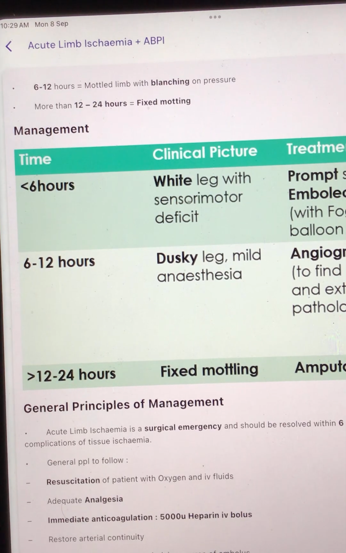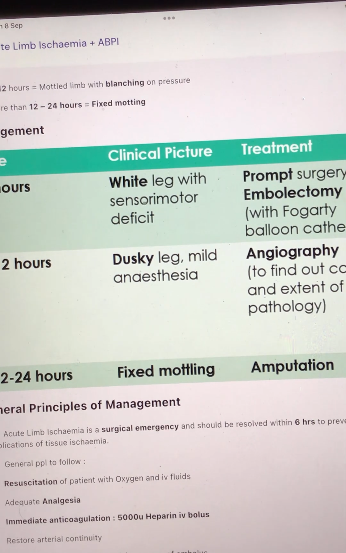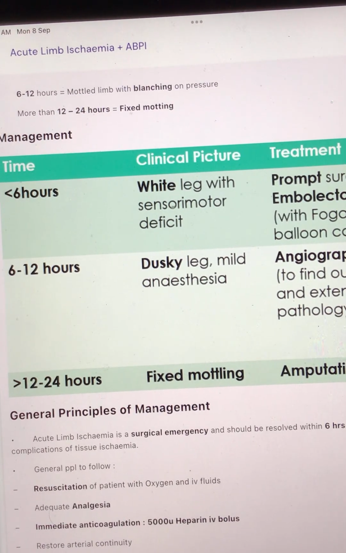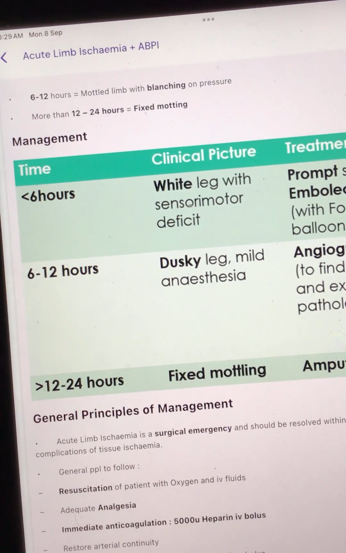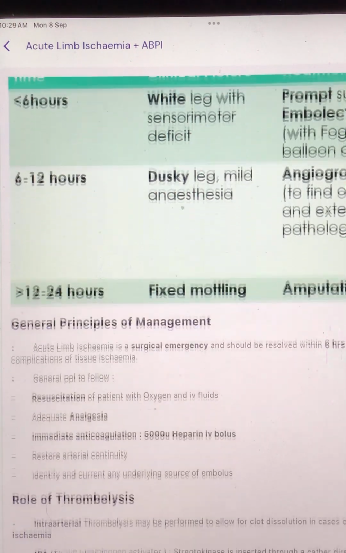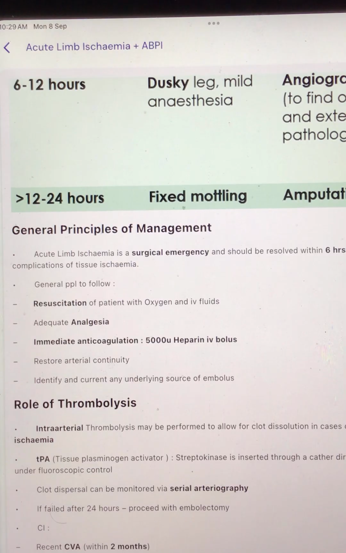Then if 6 hours have passed and the limb is dusky red, you have to go for angiography. More than 12 to 24 hours, amputation is the treatment then. Now, what are the general principles of management? Acute limb ischemia is a surgical emergency and should be resolved within 6 hours to prevent complications.